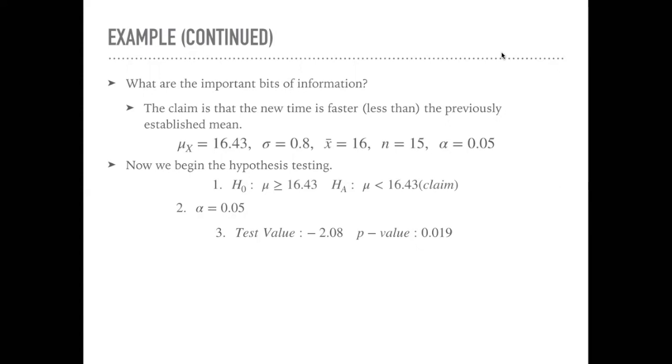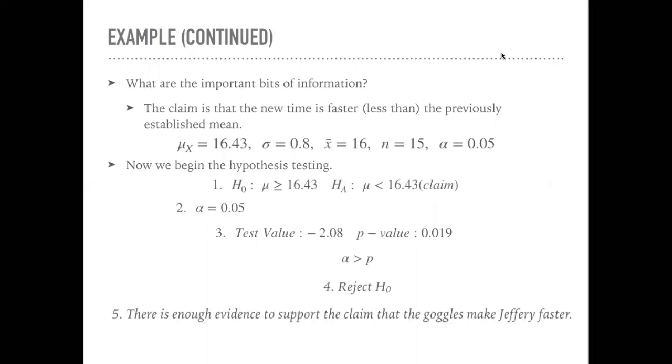Now, to make our decision, we're going to compare alpha and p. Comparing alpha and p, we see that alpha is bigger than p. Whenever alpha is bigger than p, we're going to reject the null hypothesis. So since we rejected the null hypothesis, we would say that there is enough evidence to support the claim the goggles made Jeffrey faster. So everything about our entire test stayed the same except for step 2 and step 3. Step 2 got shorter, step 3 got longer.